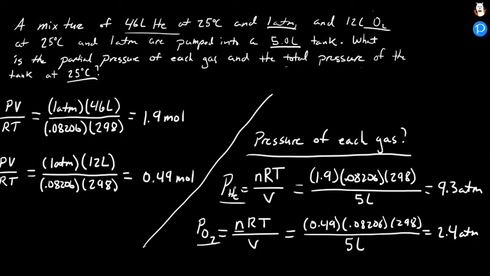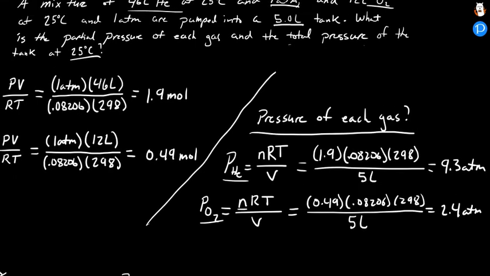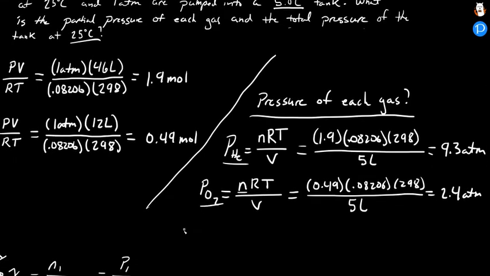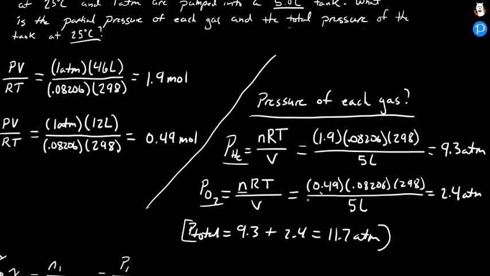The pressure of helium is 9.3 atmospheres in this tank, and the pressure of O2 is 2.4 atmospheres in this tank. The total pressure of the entire mixture is just these two added together, right? So 9.3 plus 2.4 gives us a total pressure of the tank of 11.7 atmospheres. That'd be our final answer there. So there are my partial pressures and then the total pressure.